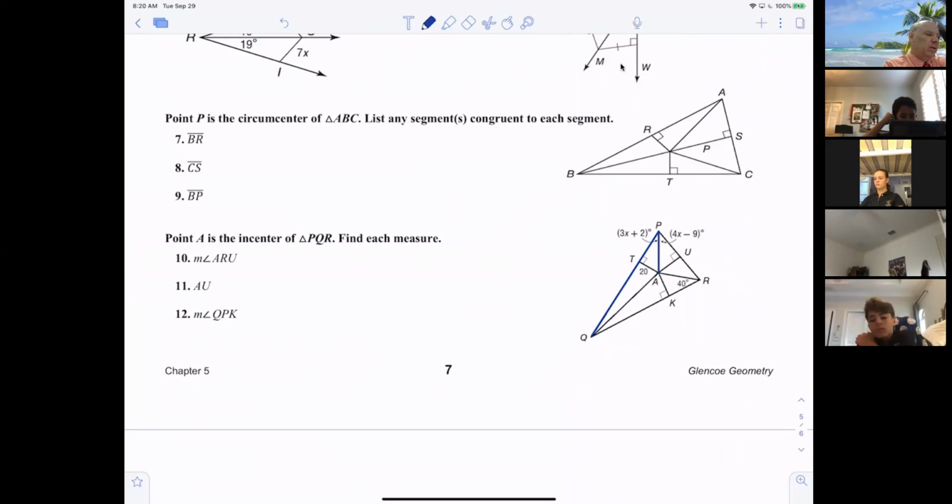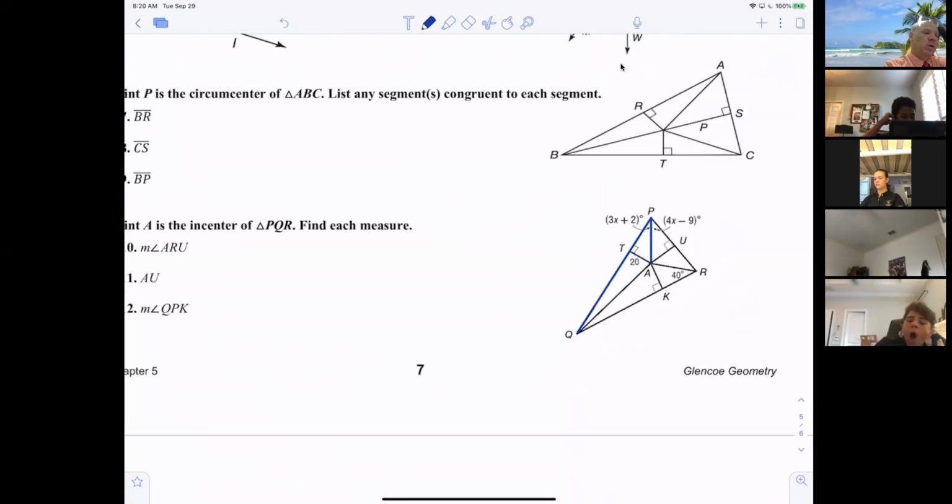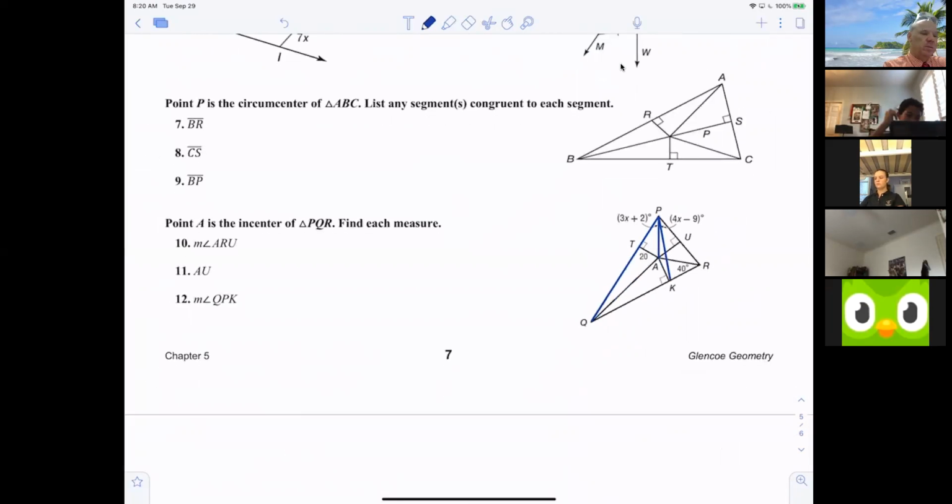Wait a minute. No, I just don't think. I'm not sure if I drew that here. Yeah, that doesn't make sense to me. So again, don't worry about number 12.